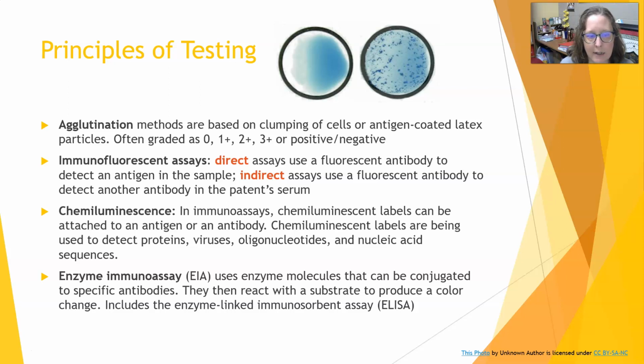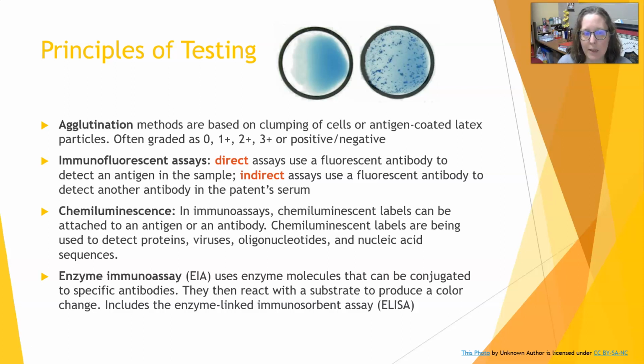Chemiluminescence is another type of immunoassay. Chemiluminescent labels can be attached to an antigen or an antibody. Those labels are used to detect proteins, viruses, oligonucleotides, which are small sections of DNA or RNA, and nucleic acid sequences, again sequences of DNA or RNA. Again, it's usually an antibody or an antigen that's tagged with a molecule.